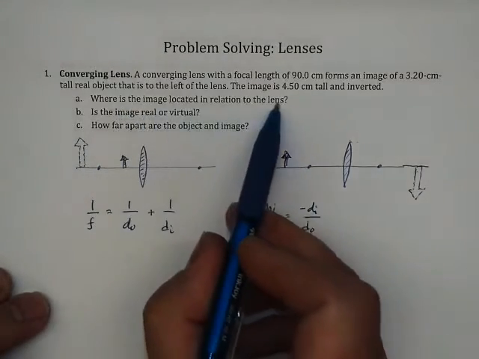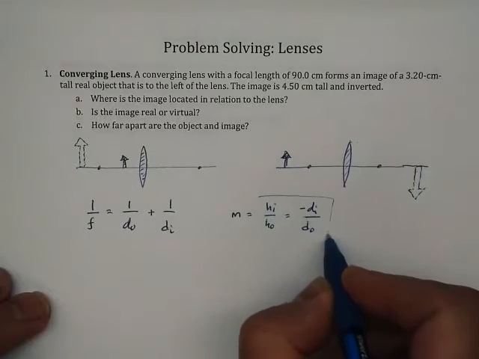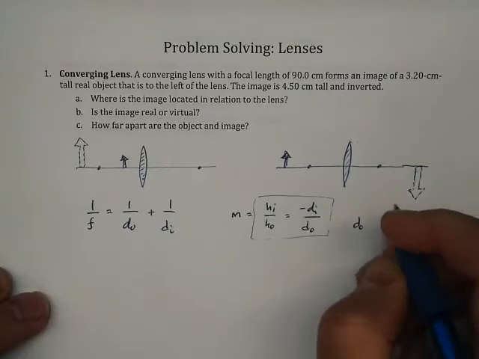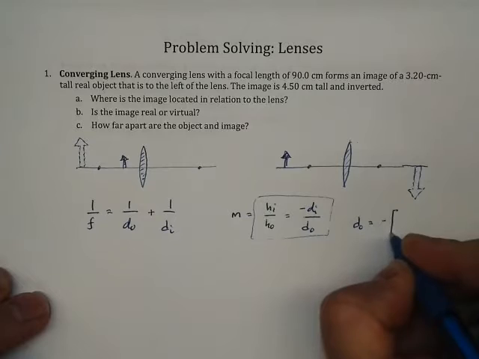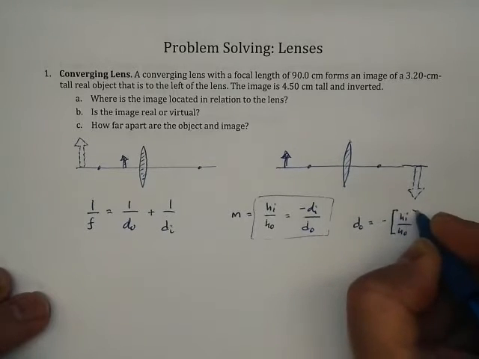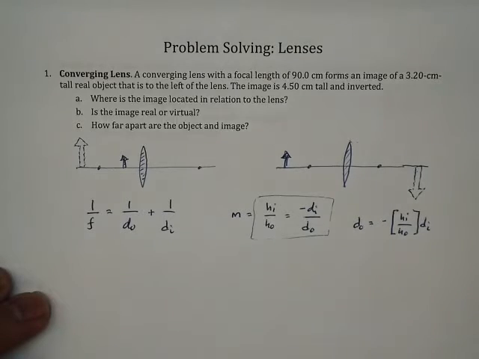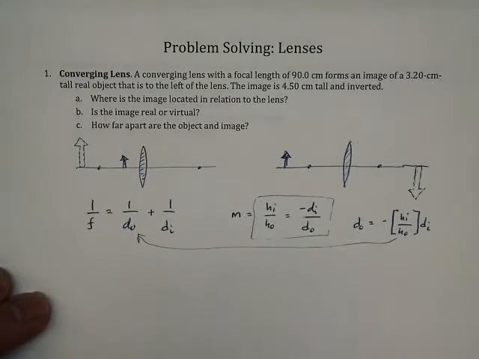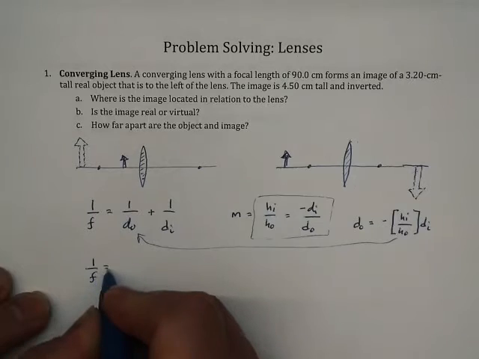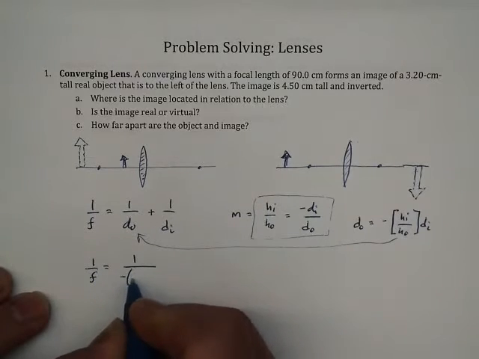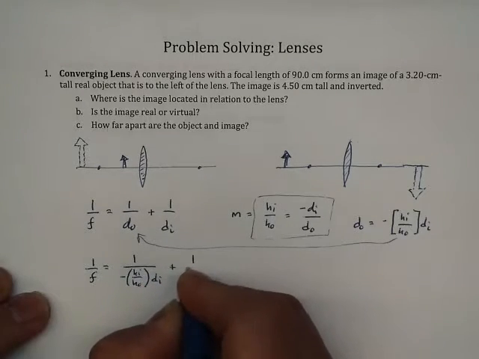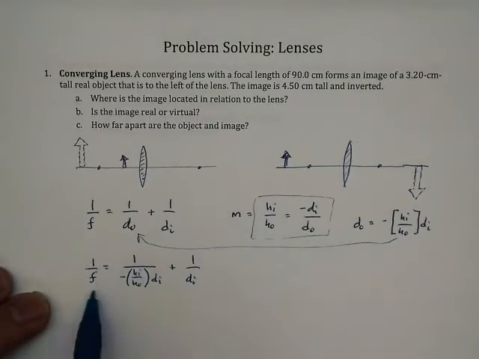And that means if I'm looking for the image distance in here, I'm going to solve this part of the magnification equation for the object distance. So the object distance is going to equal the negative of the ratio of image height to object height times the image distance. And that piece can be plugged in over here for my object distance. If I do so, then I get an expression that says 1 over the focal length equals 1 over the negative of the image height to the object height times the image distance, plus 1 over the image distance. It looks a little bit messy, but now I have just one unknown in this expression.